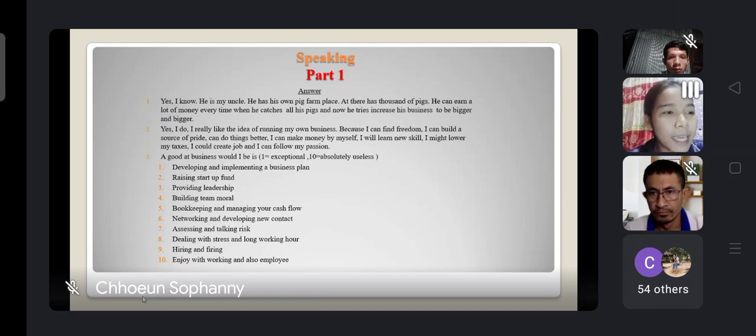And number six is accepting and taking risks. Even though we have a good process, we need to accept and take risks that we will need next time, so that the business will always have success.